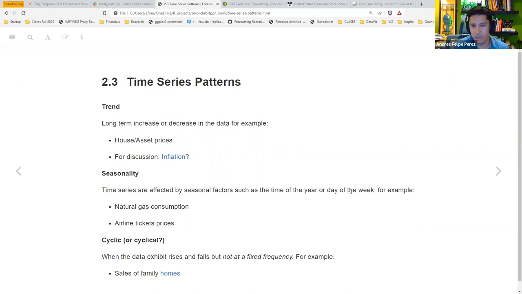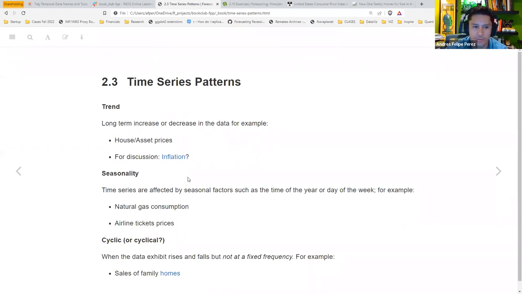We know that housing prices have seasonal behaviors. For example, we know that in the spring there's more supply of houses. But if we plot a very long series, and we'll look at that one in a minute, even with those behaviors, we can still detect whether the series is trending up or trending down.